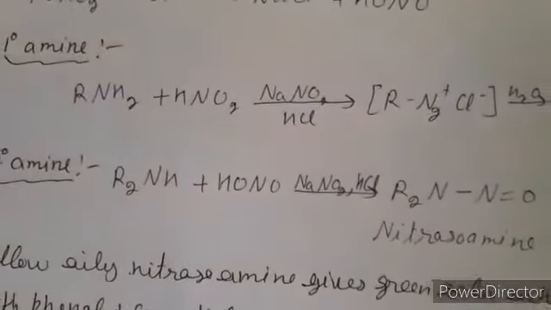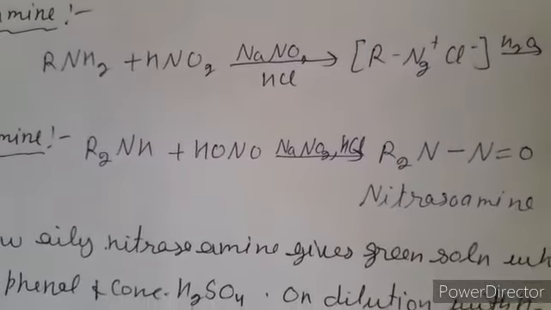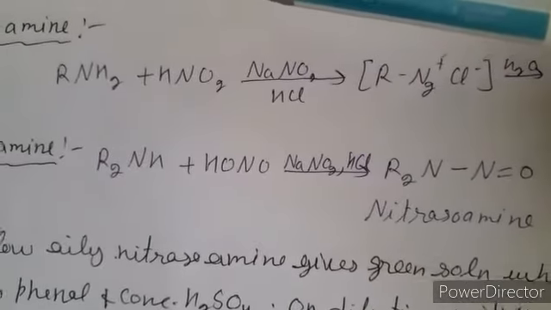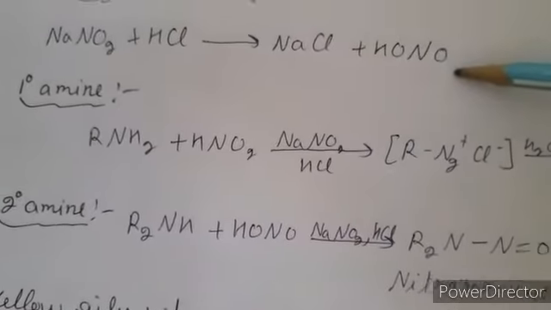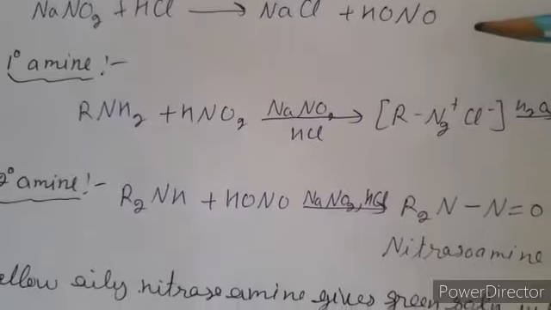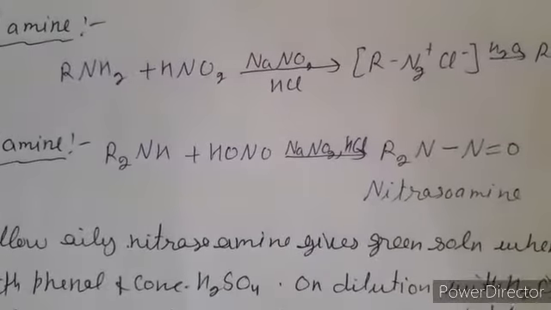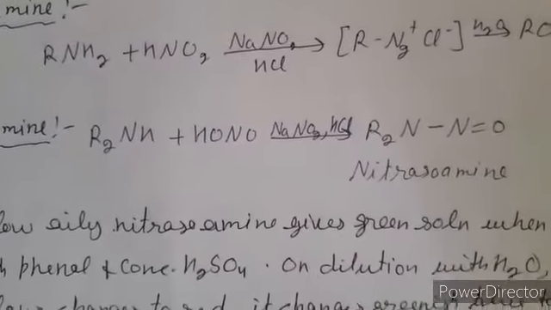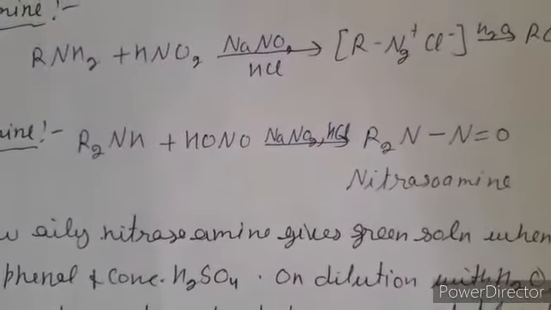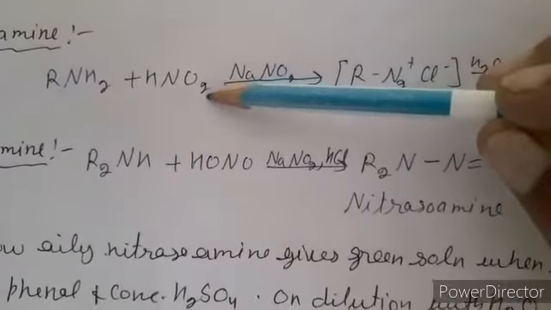Let's discuss another test, the reaction with nitrous acid. How can we prepare nitrous acid? When we react sodium nitrite with HCl, we get sodium chloride and nitrous acid. When we react this nitrous acid with primary, secondary or tertiary amine, the nitrous acid acts as an electrophilic nitrosonium ion which reacts with the amine, because the amine acts as a nucleophile and nitrous acid acts as an electrophile.